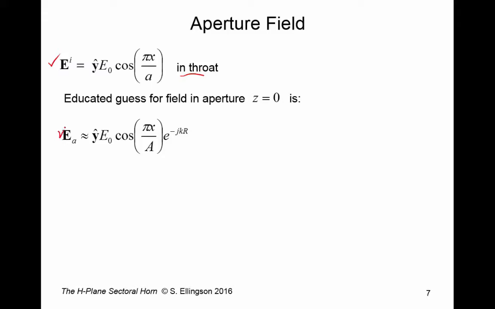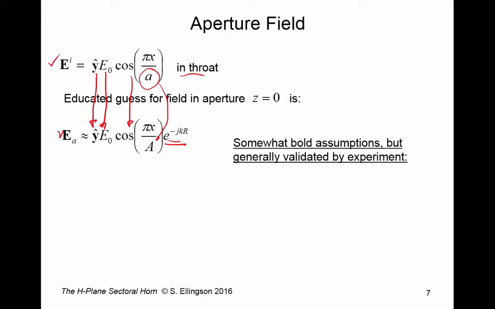So a guess for what the aperture fields look like is that they are y-hat polarized, just as the incident fields are. We have this constant E0, just as before. And now what we're going to say is that the aperture field scales with the dimension little a becoming big A. So that's obviously a little bit of a guess, but I'll come back to that in a moment. And then we'll tack on a geometrical optics phase factor, accounting for propagation from the throat to the aperture.